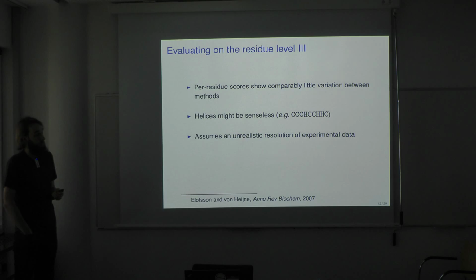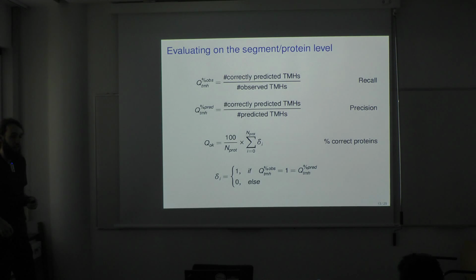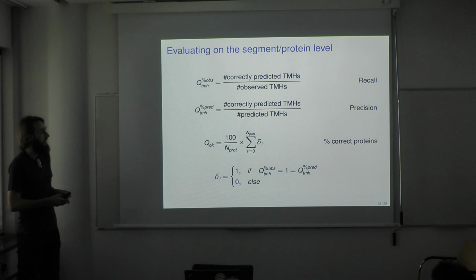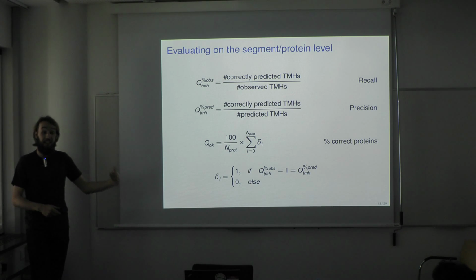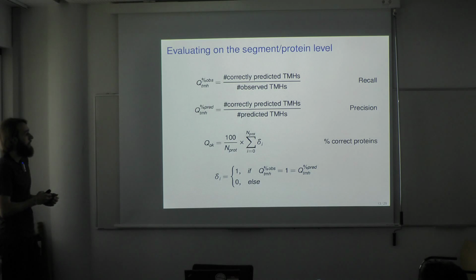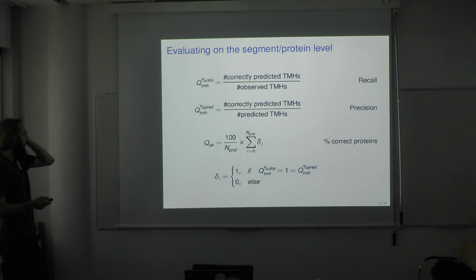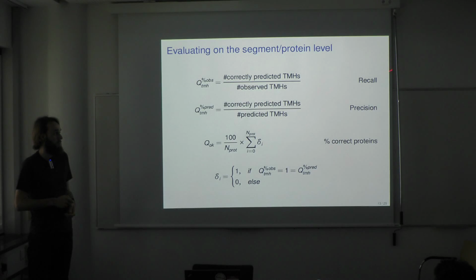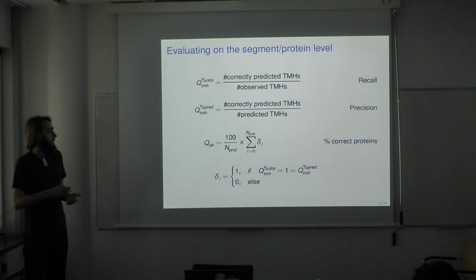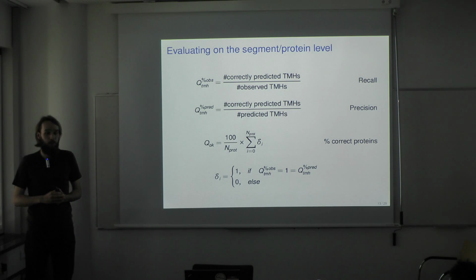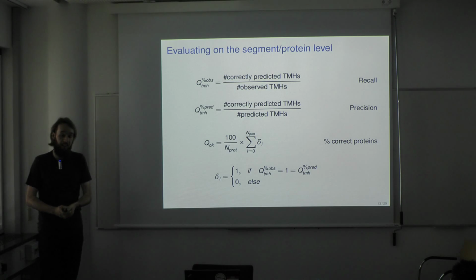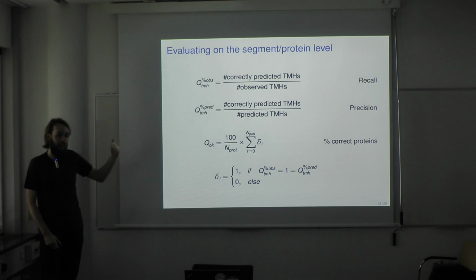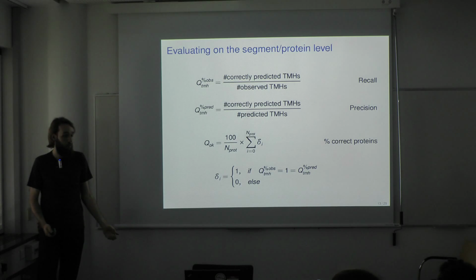So what can we do instead? We can measure on a segment basis. We look not at residues, but at whole helices. And for this we have these definitions here. So now we say, okay, I have the number of correctly predicted helices and I divide by the number of observed helices. Again, this is the recall, just now on a helix basis instead of a residue basis. And I have the number of correctly predicted helices divided by the number of predicted helices, which is in turn again the precision. And now these scores you can calculate for every sequence where you have a prediction.